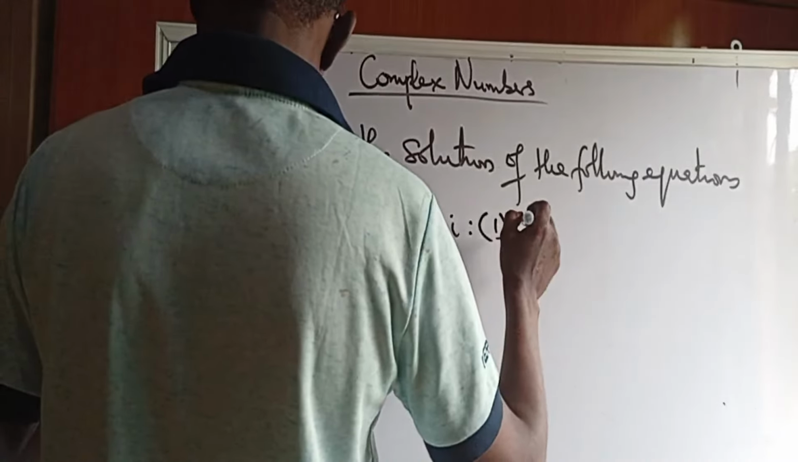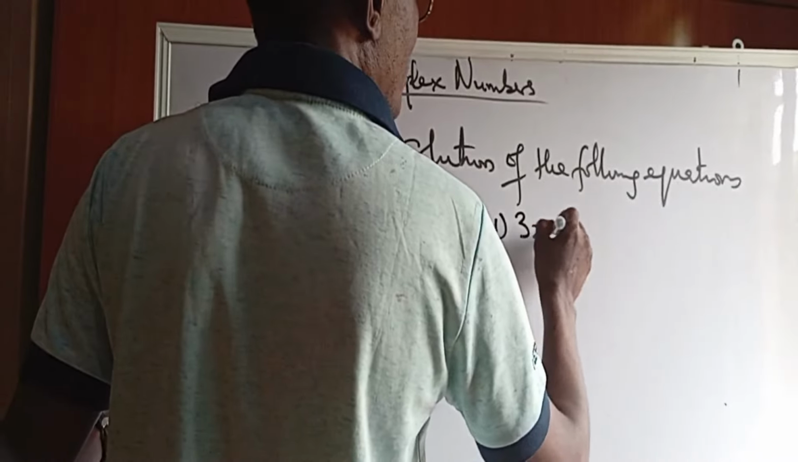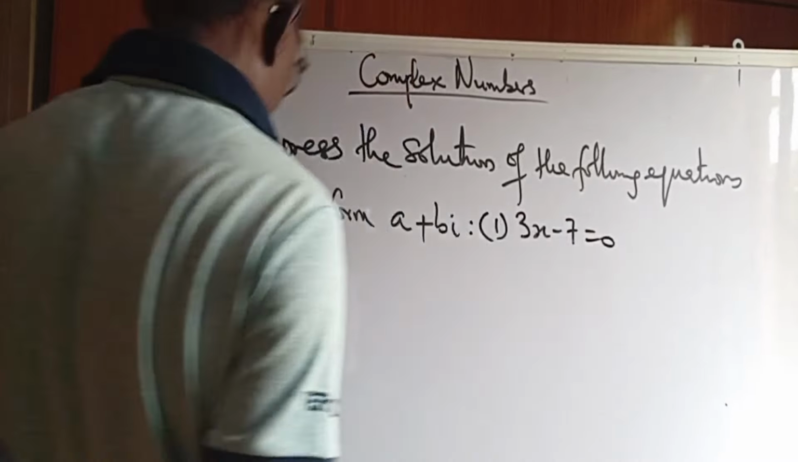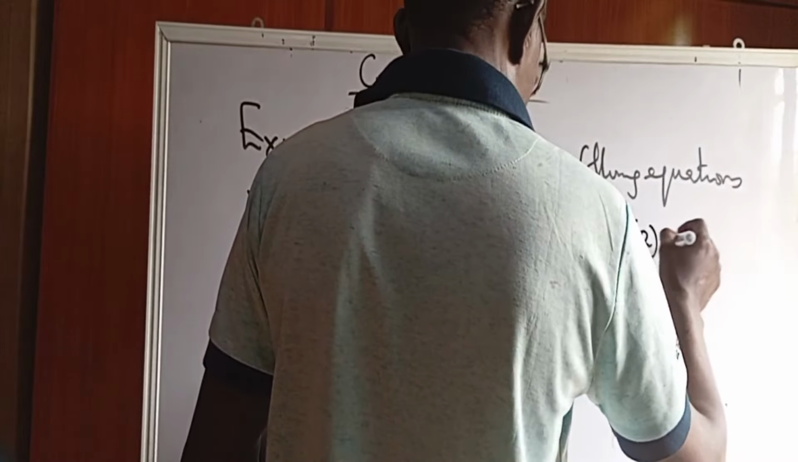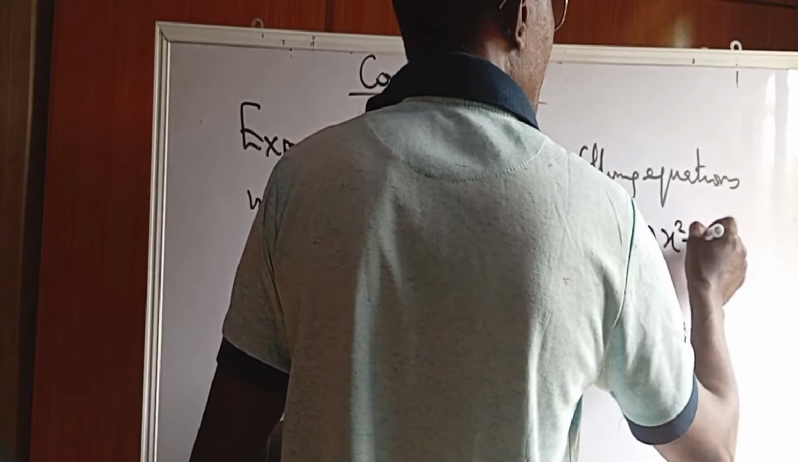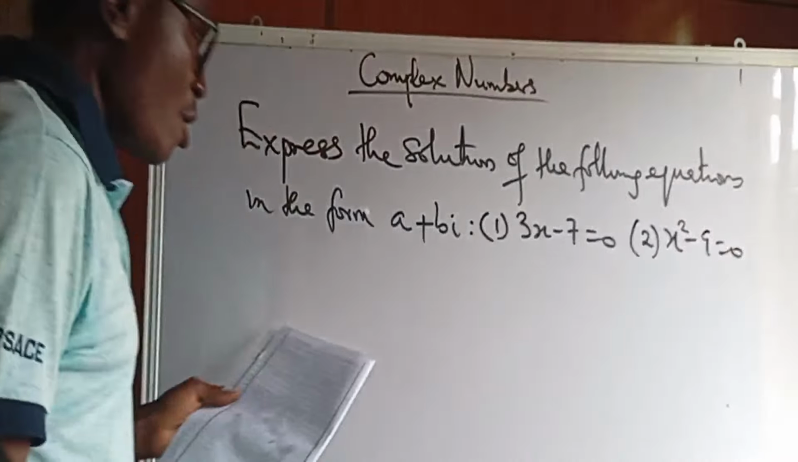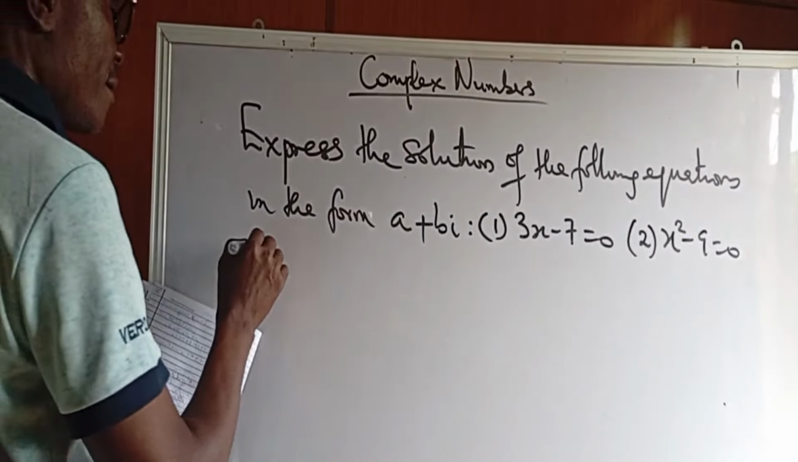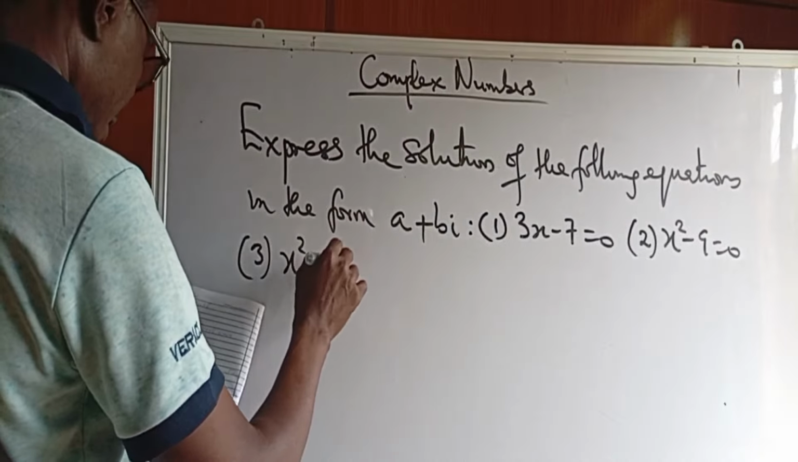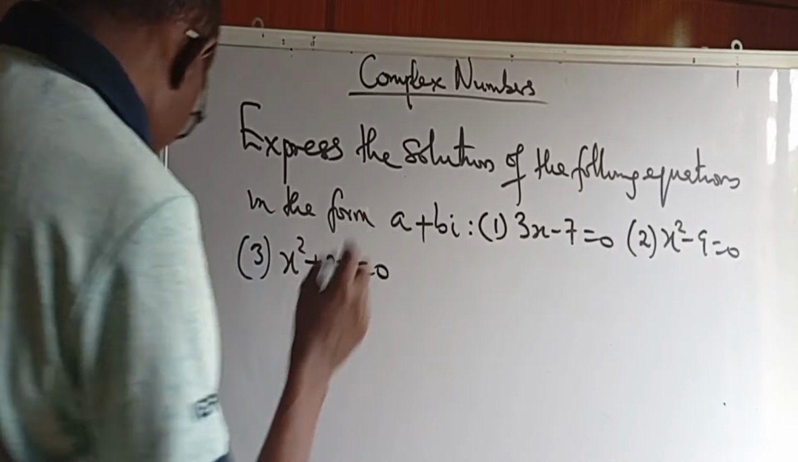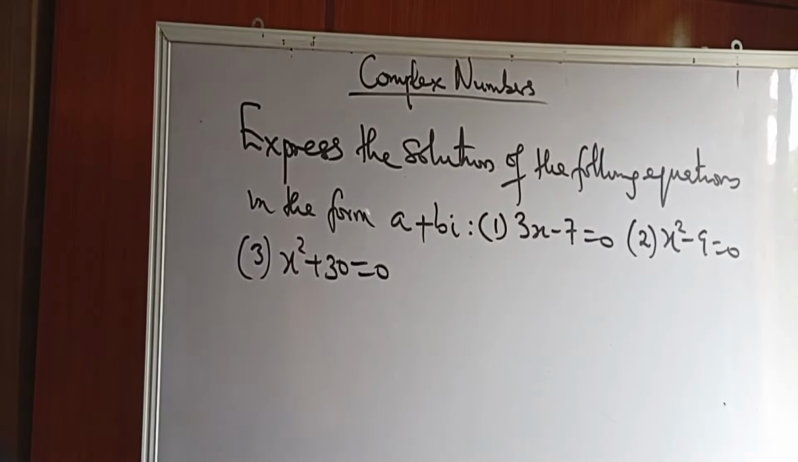The first equation is 3x minus 7 equals 0. The second one is x squared minus 9 equals 0. The third one is x squared plus 30 equals 0. I will give you the others as assignment.